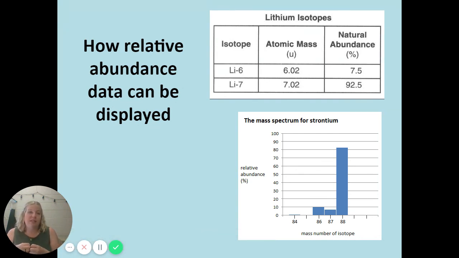What we're going to do then, in the next video, is show you how you can roughly predict what an average atomic mass is going to be, and then we're going to run through a sample problem. If you have any questions, make sure that you hit me up in a meet, and we'll see you in the next video.